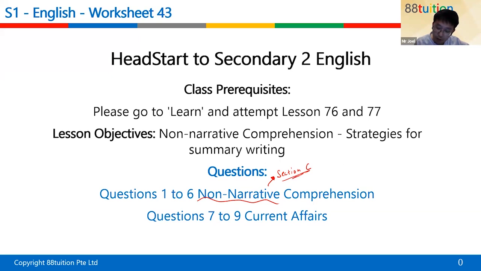Section A will be your visual stimulus comprehension. Section B will be your narrative comprehension, the one where you normally have to read a story. And section C will be non-narrative, which is mostly non-fiction, which means based in reality. So it's either sharing some information regarding science, or telling you about a topic, or writing about an opinion or whatever, but it's not in the form of a story. So this is normally section C.